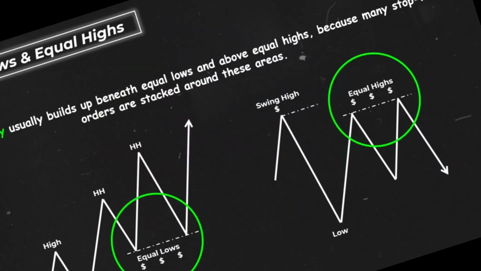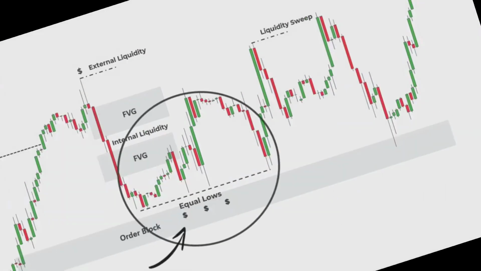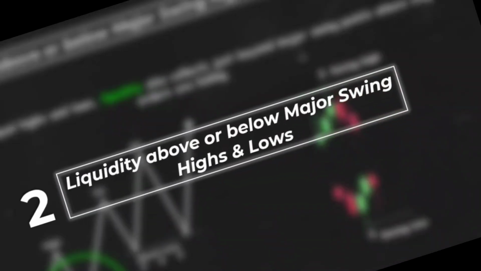Stop-loss orders are stacked around these areas. These zones become prime targets for liquidity sweeps before the market makes a reversal. Number 2. Sell-side and buy-side liquidity, above or below major swing highs and lows.